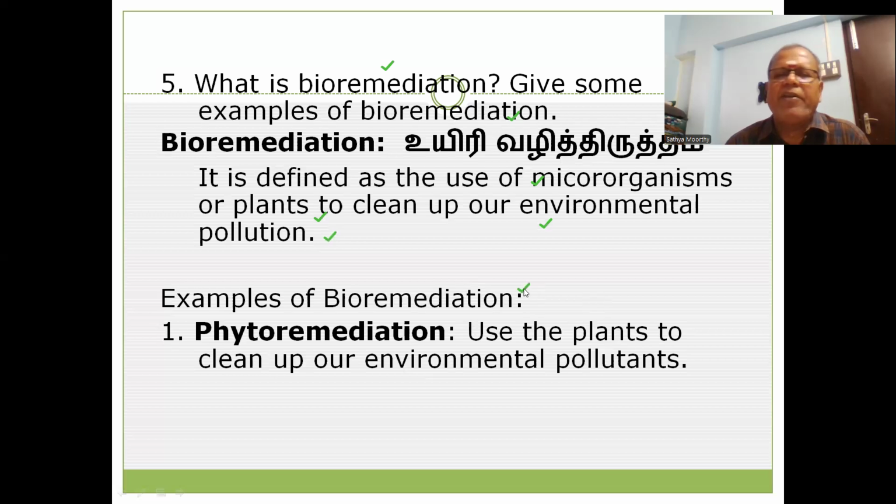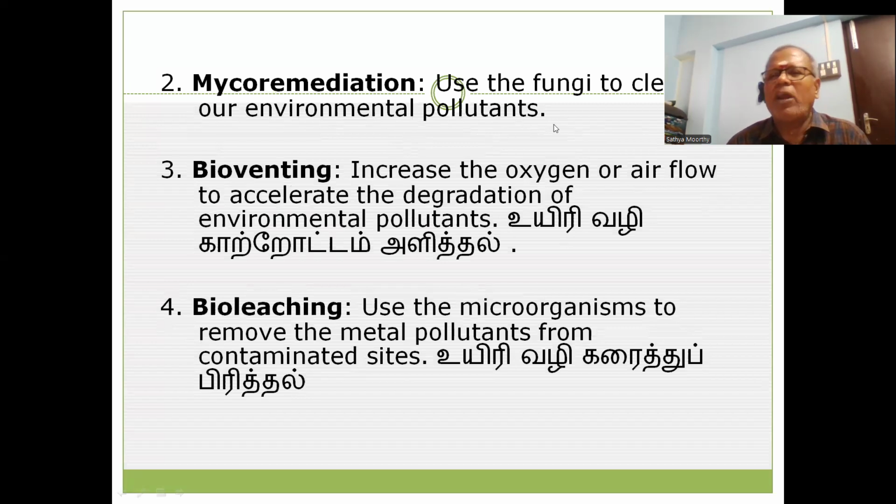Example for bioremediation. So number one, phytoremediation. Use the plants to clean up environmental pollutants. The pollution causing agents are called as the pollutants. So using plants, we can clear the environment pollution. That kind of remediation is said to be phytoremediation. A second is mycoremediation. Mycology means study of fungi. So clearing environmental pollution with the help of fungus or fungi, we are calling it as mycoremediation.